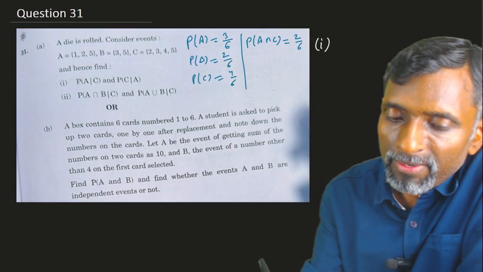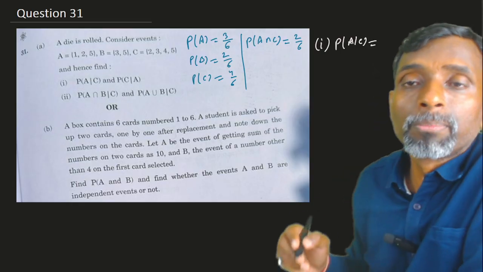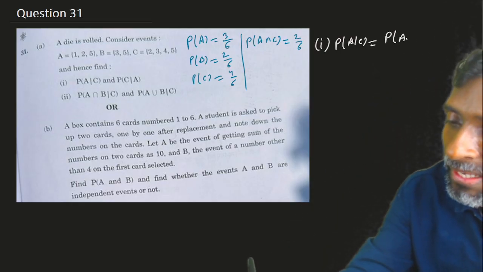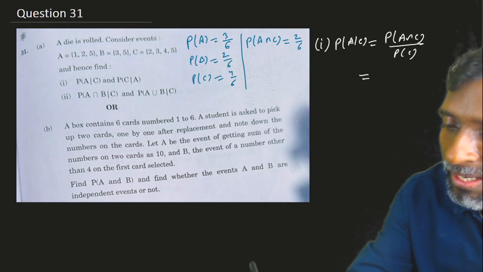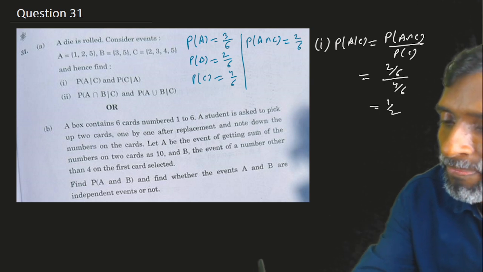So in the first part we have to find the probability of A by C. We can use the concept of conditional probability in this. So it is probability of A intersection C divided by probability of C. This is a formula based question. A intersection C is 2 by 6 and probability of C is 4 by 6. The answer is 1 by 2.